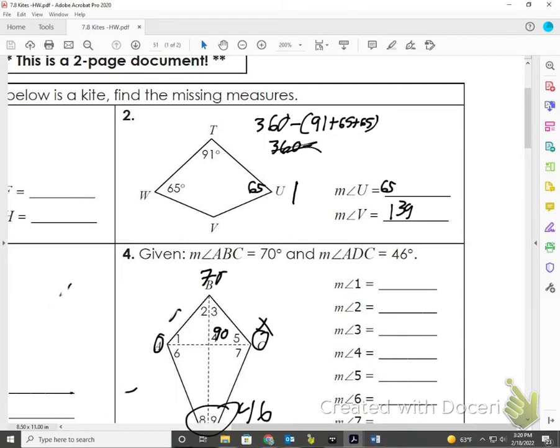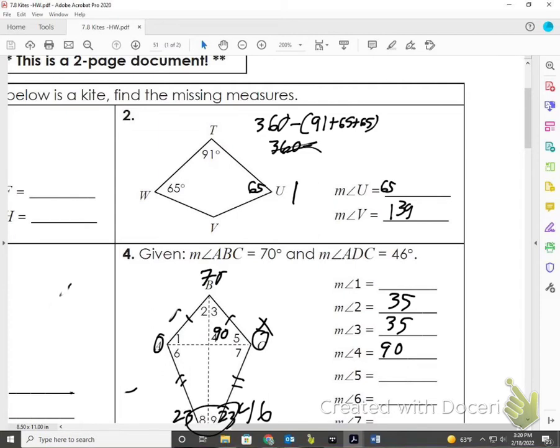Because of side congruency, because we know that these two are the same. We know that these two are the same. And we know that B to D is the same. So we have side congruency between that big left triangle and the big right triangle, which means that angle 2, 3, 8, and 9 have to be congruent. So we're going to take 70 and divide it by 2. So 2 and 3 are both going to be 35. And then we're going to take 46 divided by 2. So 8 and 9 are both going to be 23.